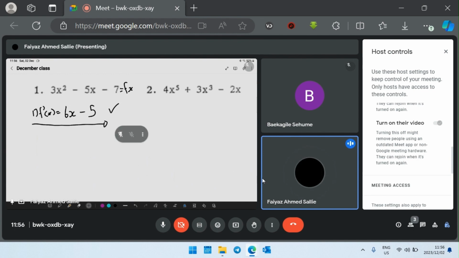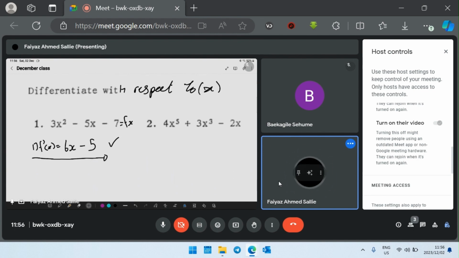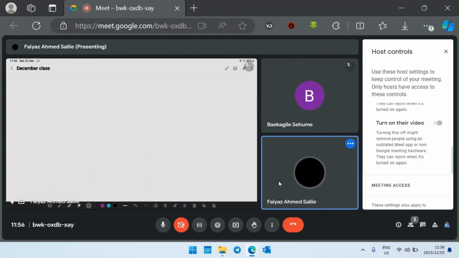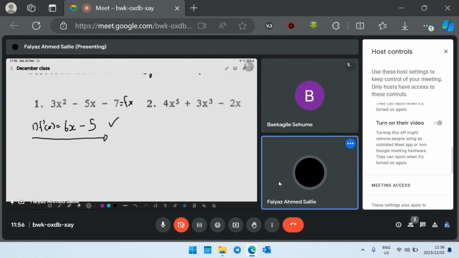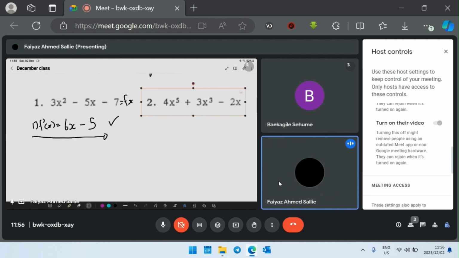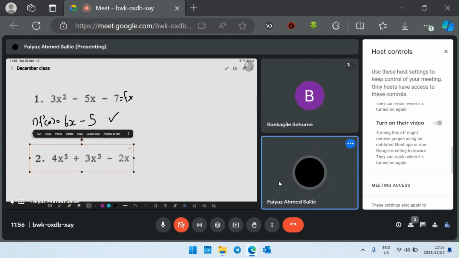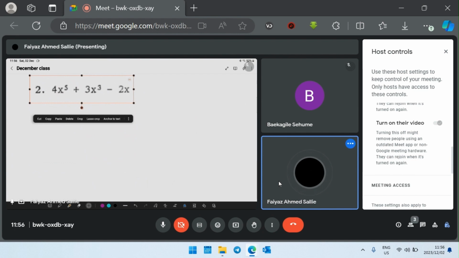So now I'm going to allow you to answer the next question, and you would have to tell me what I should do to answer this question. Okay, so question number 2 is 4x to the power 5 plus 3x cubed minus 2x. So what would be your first step?